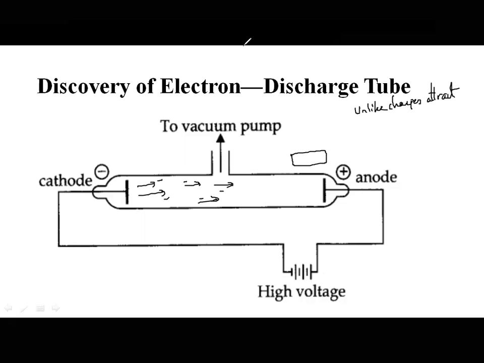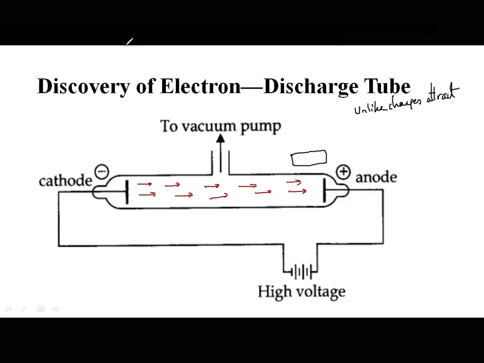Apart from this, what they also did was place two metal plates here. These rays were expected to travel in what? So I'll show you like this. These rays were expected to travel in a straight line, and they were moving from the cathode to the anode, a stream of particles.